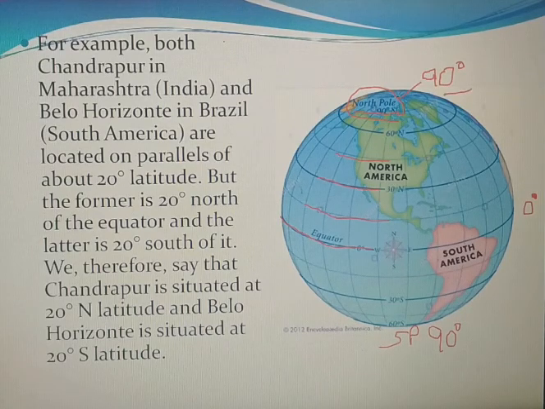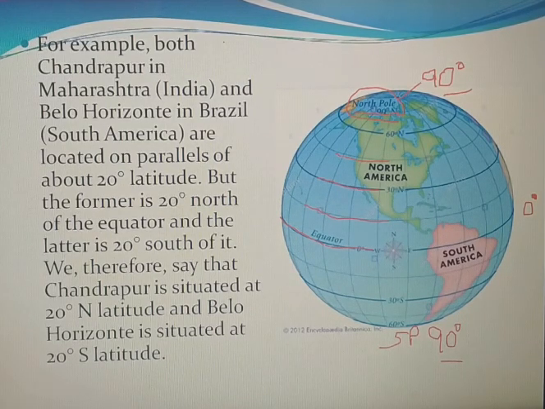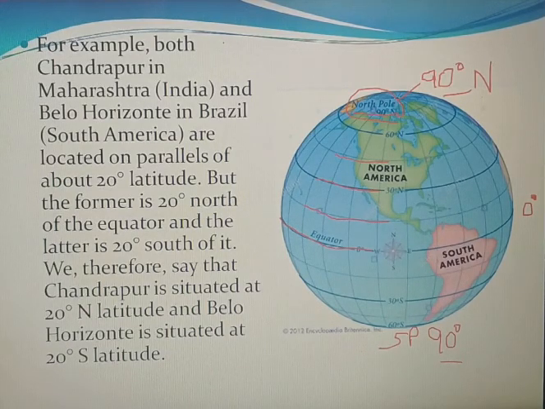So here the question arises that there are two 90 degrees. Then how can we know whether this 90 degree represents the North Pole or the South Pole? We know it by writing N or S after the degree. Here it is the North Pole, which means it is in the northern hemisphere, so we write N. N denotes that it is in the northern hemisphere.